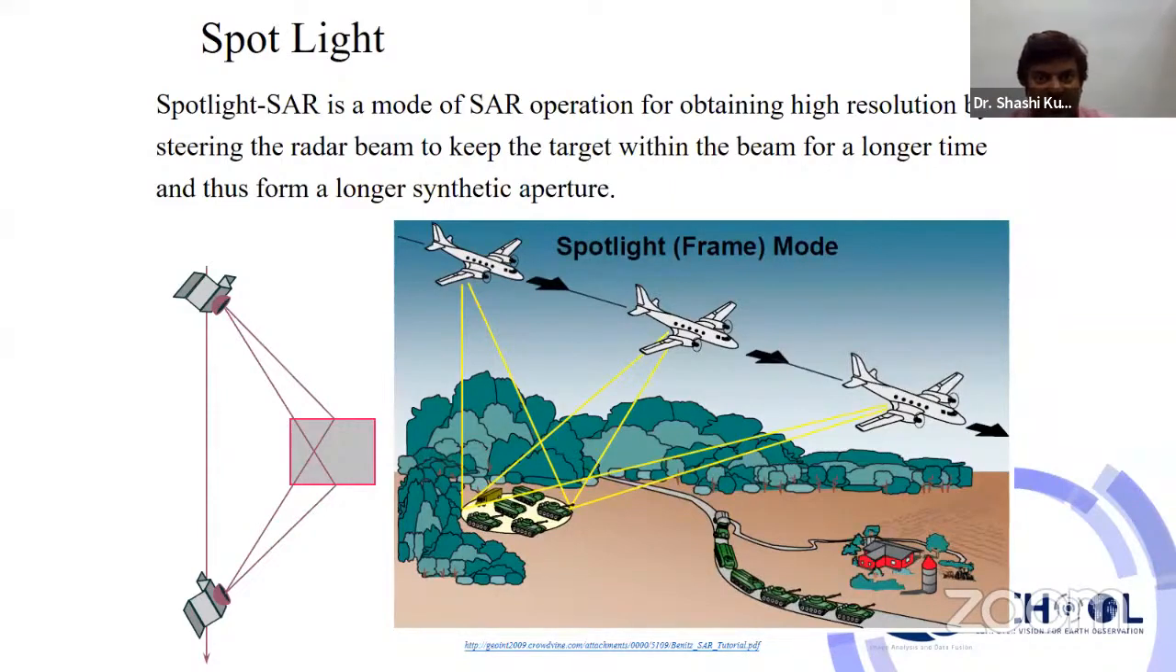In spotlight mode, the SAR sensor will be continuously looking towards one area. Here you can see an example of an airborne SAR system. The SAR sensor is placed at the bottom of the aircraft and is continuously moving, transmitting electromagnetic pulses from all the positions to one particular location. So the azimuth resolution will become very, very high, but the swath will become very small, approximately 5 to 10 kilometers, while the resolution will be approximately 25 centimeters to 1 meter.